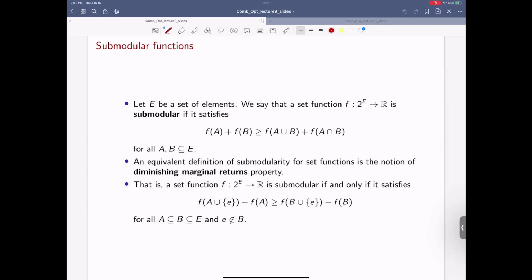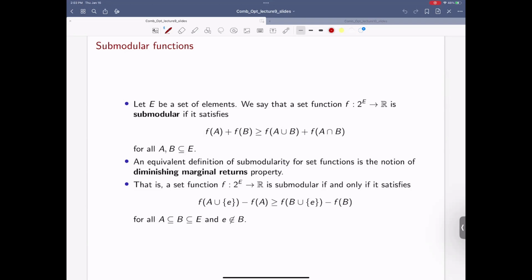We say that the set function is submodular if it satisfies this condition. The summation of the function values for these two subsets A and B is at least the union value plus the intersection value. If this inequality is satisfied for all subsets A and B, then we say that the function is submodular.